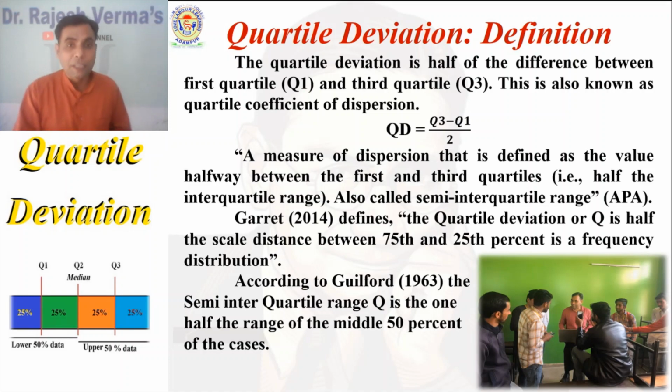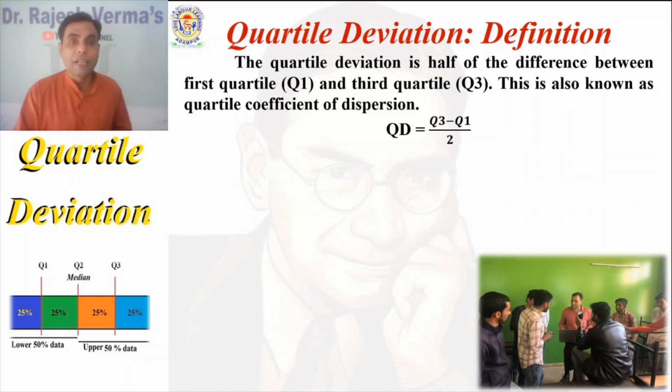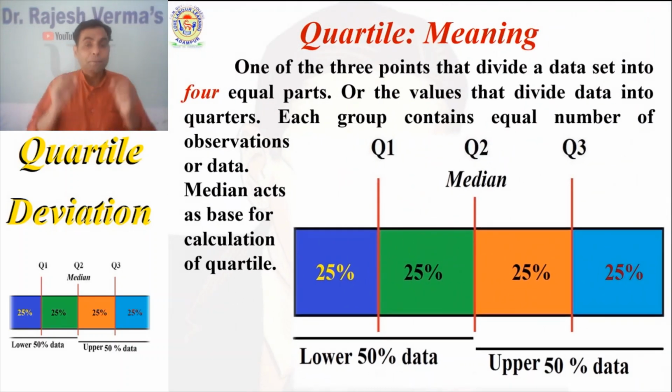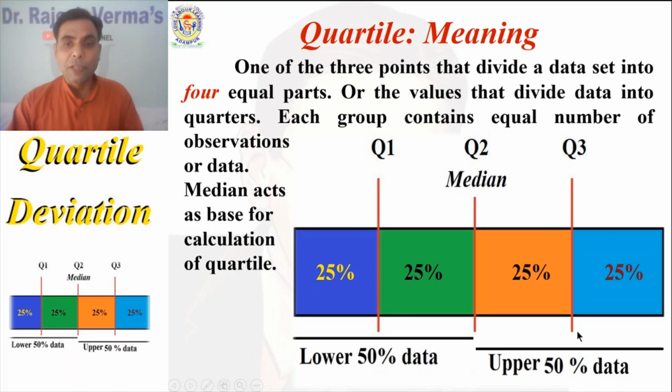For that explanation, I'll take you to the previous slide. See, this is the previous slide. As per Guilford, this is the 75th percentile and this is the 25th. So this is the uppermost limit of the middle 50% of the data. This is the middle 50%. And this is the lowermost limit of the middle 50% of the data.